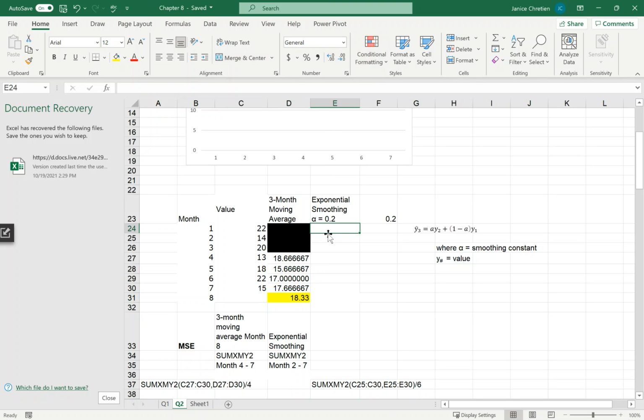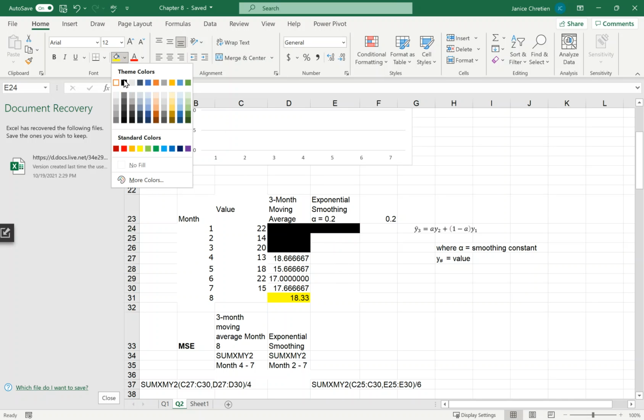Okay. So for our exponential smoothing, we have to use the previous month's data, and I don't have any in month 1, so I can black that out. There'll be nothing there.